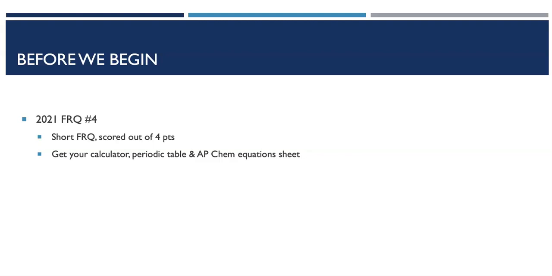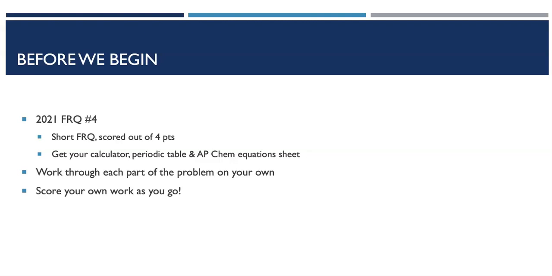You'll want to get your calculator, your periodic table, and your AP Chemistry equation sheet and have them handy, because what I want you to do is listen to me present the problem and then pause the webcast, try to answer it on your own, and then listen to my solution. That's really what's going to help you improve as a chemistry student. And then you can keep track of your score as you go and decide, did you earn the point, did you not earn the point, and what could you do to enhance your answer. All right, let's jump right into the problem.